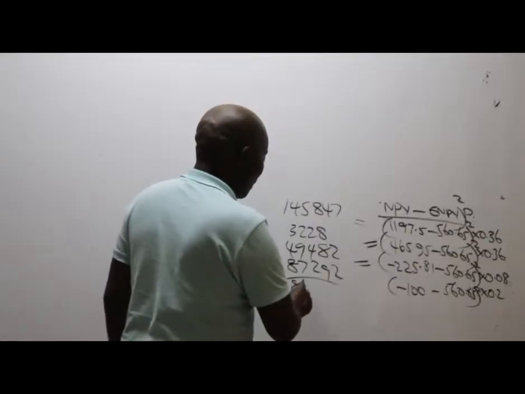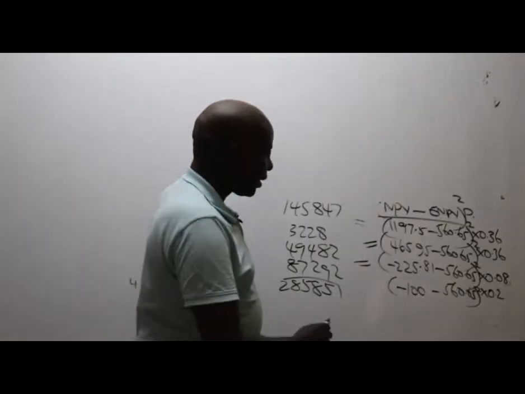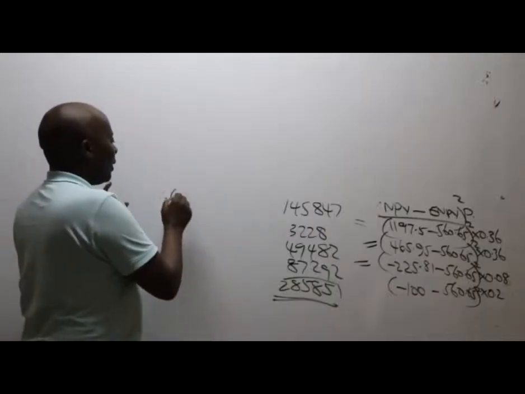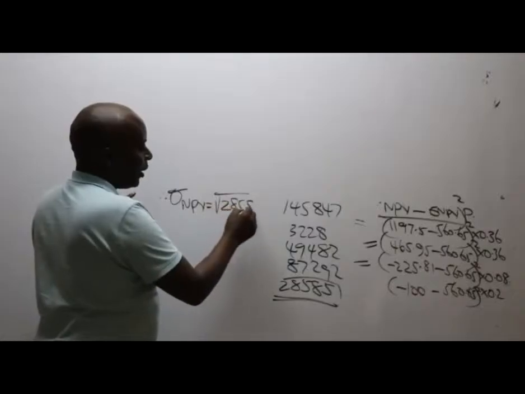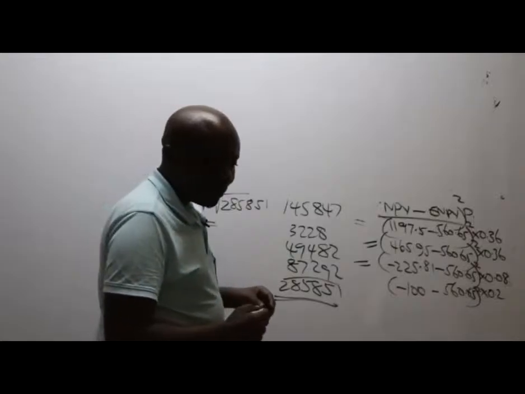285,851. This great lady also cannot cheat me. Thank you very much. So this is the total, what we call the variance, and therefore the standard deviation of the NPV will be the square root of that figure, 285,851, which gives us approximately what here, somebody?